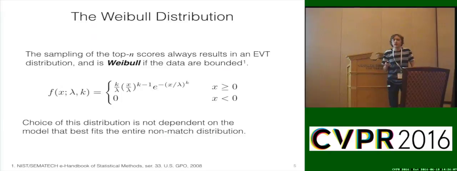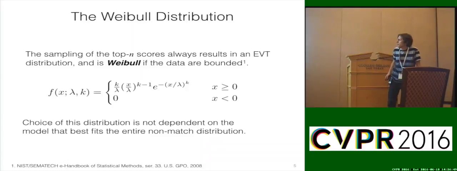So a little bit more about the Weibull distribution. The Weibull data, as I mentioned, are bounded. So if I have a reverse Weibull, they're bounded from above. If I have a Weibull distribution, the data are bounded from below. And I must invoke this distribution. It has either 2 or 3 parameters. Here I'm showing you the 2-parameter form. I'll have some scale lambda and a shape kappa. I might also have a position, which I think we call tau in the rest of this talk. You may see the 3-parameter Weibull invoked. The choice of this distribution is not dependent on the model that best fits the entire non-matched distribution. This is something that's going to be important when we talk about a modeling technique we call meta-recognition.